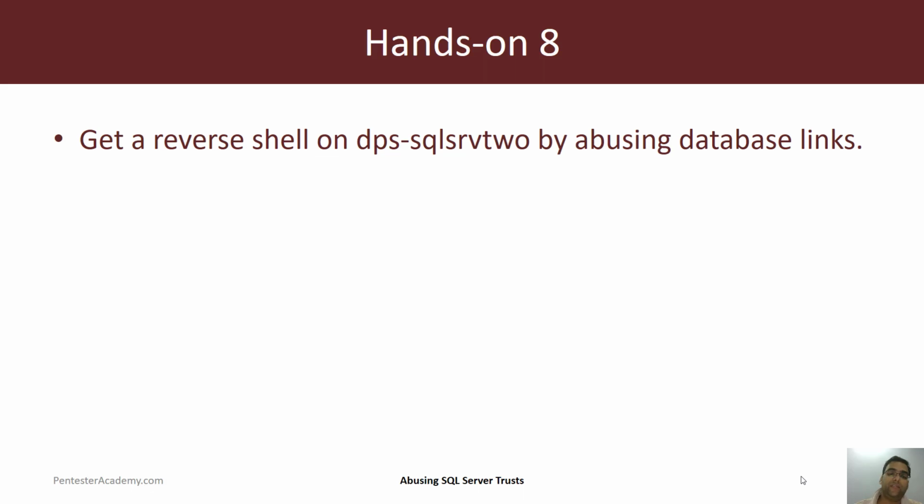So the hands-on aim is to get a reverse shell on DPS SQL SRV2 by abusing database links. That would be all about lateral movement. In the next video, we'll talk about persistence. We started from the discovery of SQL servers, then got access using brute force, both using credentials and with our domain access, escalated our privileges, executed commands, and moved laterally not only to other boxes, but to another forest as well. Now is the right time to look for persistence opportunities. That is covered in the next video.